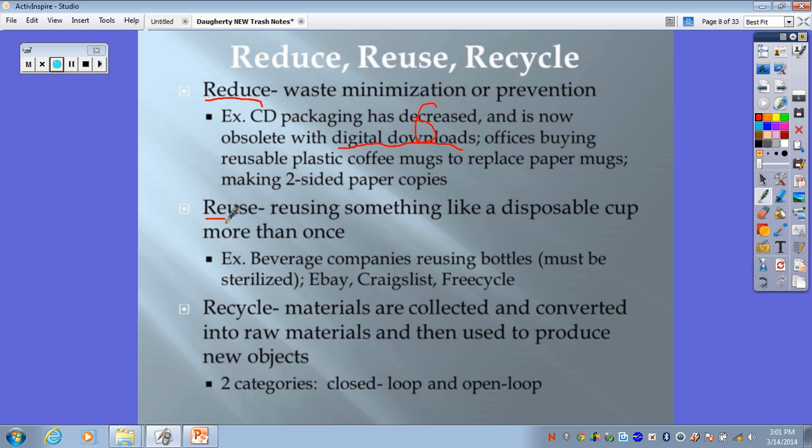If you can't reduce, the second best thing would be to reuse stuff that's already in the cycling of resources. So reusing something like a disposable cup more than once is definitely a good example of reusing something. A really good example of what a lot of beverage companies are doing is they can reuse glass bottles, and you've probably even heard about people being able to return bottles and get a small payback for doing that. But in many different countries, you return that glass bottle, they sterilize it, and then that same glass bottle is used over again, and just replaced with more of that same type of beverage.